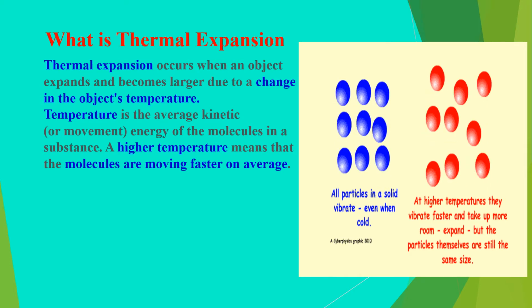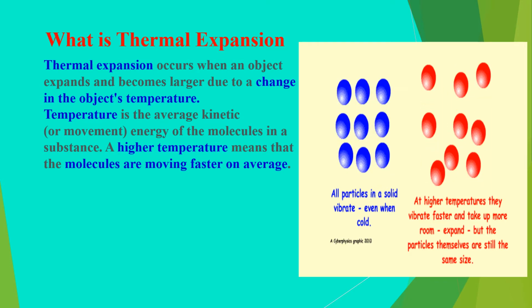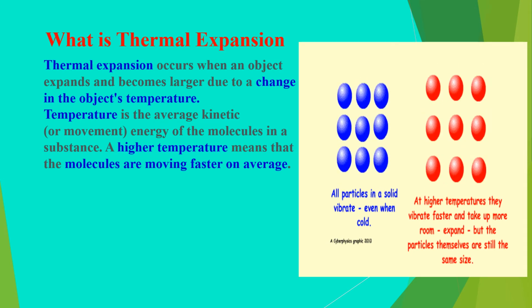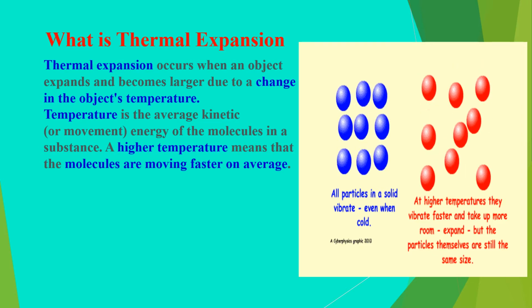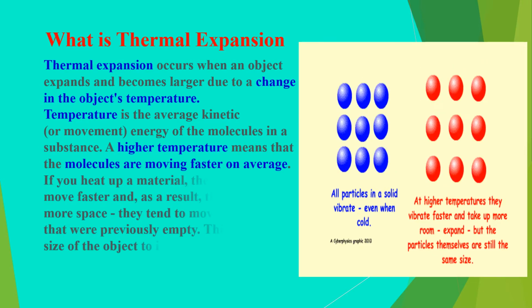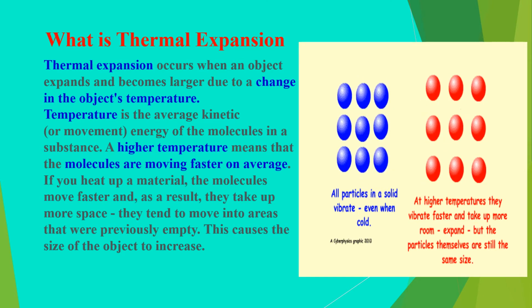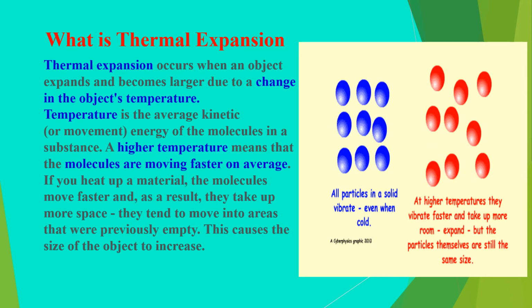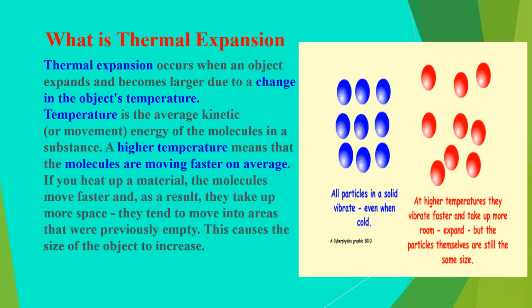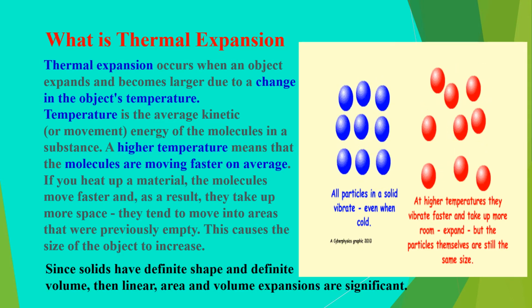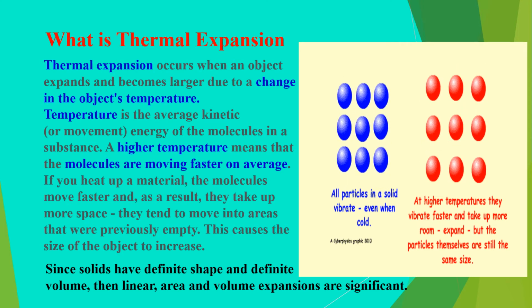Temperature is the average kinetic or movement energy of the molecules in a substance. A higher temperature means that the molecules are moving faster on average. If you heat up a material, the molecules move faster and as a result, they take up more space. They tend to move into areas that were previously empty. This causes the size of the object to increase. Since solids have definite shape and definite volume, linear, area, and volume expansions are significant.